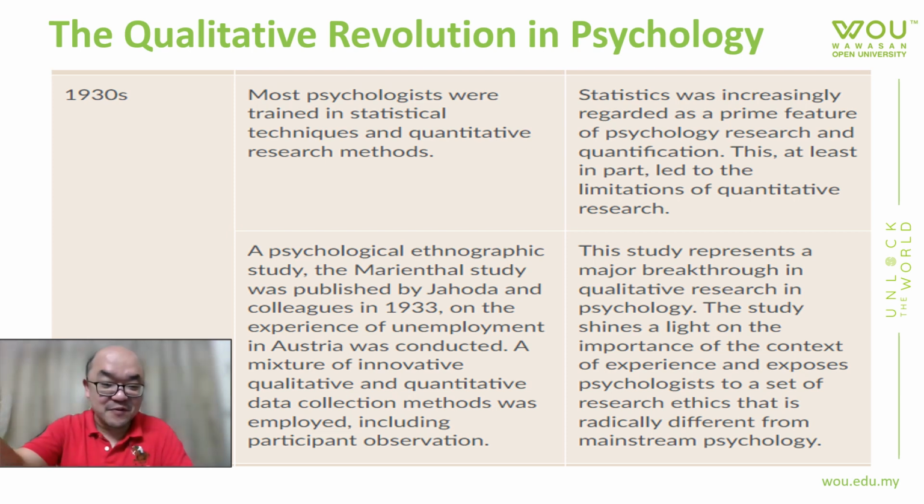Remember, previously it was spelled out as the standard of a professionally trained psychologist. But the first psychology ethnographic study that is widely published is done in a similar timeline, the Marienthal study. It talks about the experience of the unemployed in Austria, where there was a mixture. There was still quantitative data collection, but they actually incorporated some qualitative methods, such as participant observation, to see how unemployment affected their life, etc. So this is the first ever breakthrough in qualitative research in psychology. From the 18th century to the 1930s, only then do you have the first one.